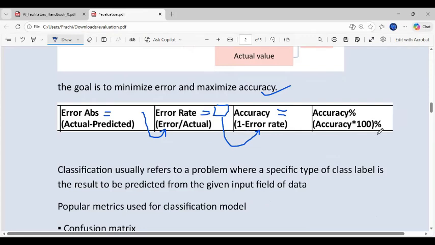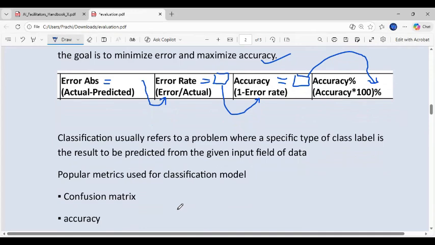And last is accuracy percentage. The accuracy answer you are getting from here will be multiplied by 100 and you will get the accuracy percentage. I hope these points are clear to you.